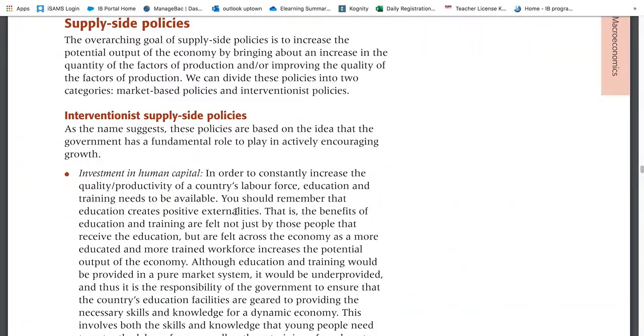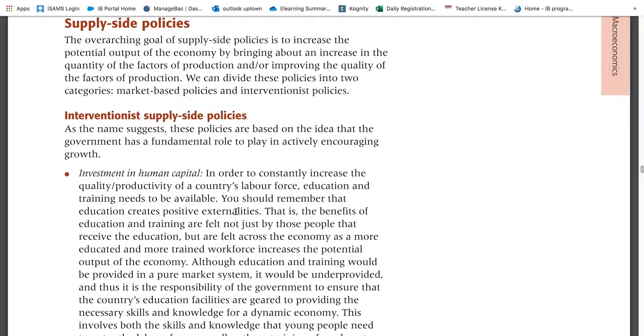All right, supply side policies. This is the final section of aggregate supply. We talked about how an increase in factors of production, either the quantity or quality, is the only way to create a shift. So the government can actually set some policies and do some activity that can lead to more quality or quantity of factors of production.